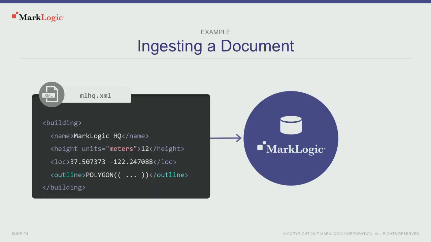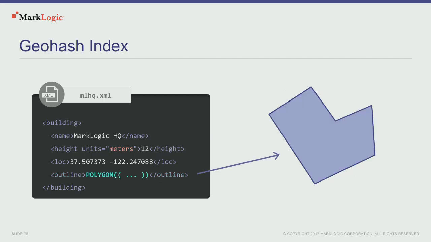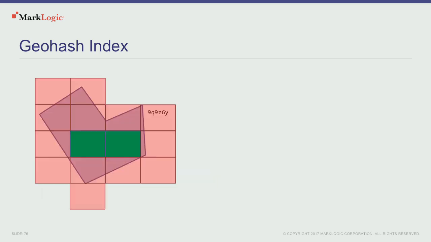So how do geohashes relate to indexing of documents? Here we're back to our example document, only now I've added some more geospatial data to it, in this case the outline of the building. If you have a region index configured on an XPath, say building/outline, then when you ingest this document, the polygon will be parsed into our internal binary format, and we'll calculate the geohashes of it.